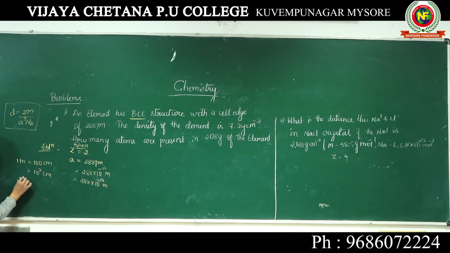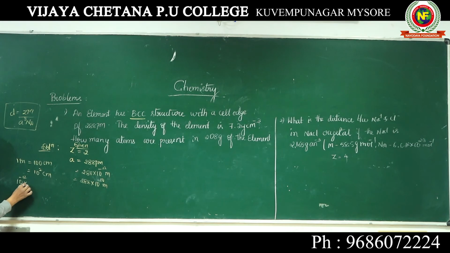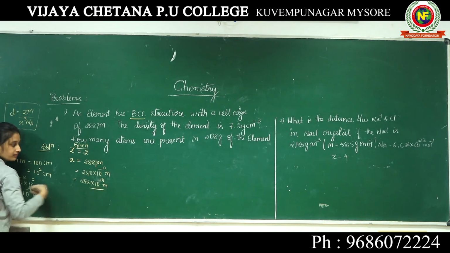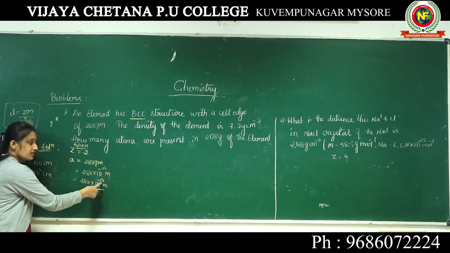10 to the power minus 12 is there. In the place of meter, I will substitute this: 10 to the power plus 2 centimeter. Minus 12 plus 2, so it becomes minus 10 centimeter. That's why I got this. But still this one is bigger.